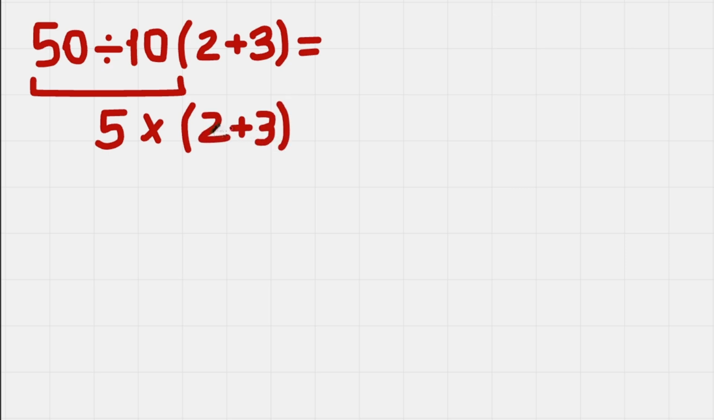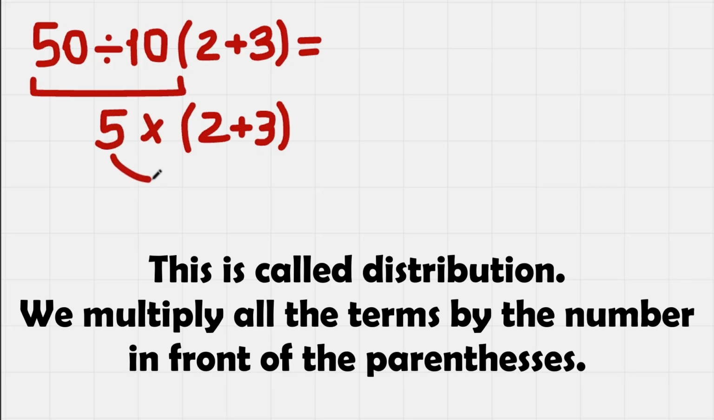Of course, you can solve this one however you want. You can solve the parenthesis first and then the multiplication. But let's do it in another way. Look, we can multiply 5 by firstly the 2 and then with 3. And then we add them.